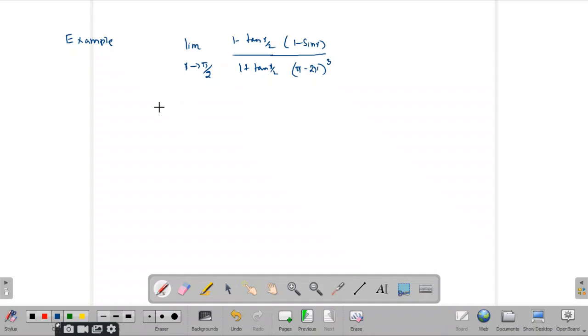So dear student, the next question: limit as x approaches pi by 2 of (1 minus tan x by 2) into (1 minus sin x) divided by (1 plus tan x by 2) into (pi minus 2x) whole power 3. If we take x equal to pi by 2, that is the direct limit, x by 2 is pi by 4, tan pi by 4 is 1, 1 minus 1 is 0. So the numerator is 0. In the denominator, the pi minus 2x part will be 0 into 1 plus tan pi by 4, the whole thing 0. Numerator 0, denominator also 0. Indeterminate form.